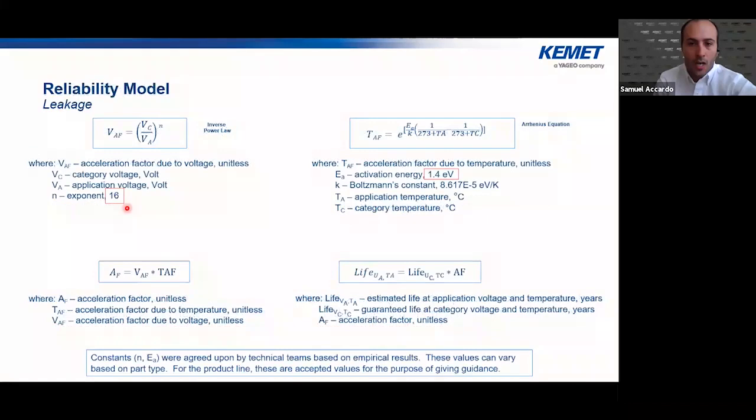So what you see here is we've taken the inverse power law in order to give you the acceleration factor for voltage, and we've taken the Arrhenius equation to give you the acceleration factor for temperature, and we've multiplied those two together to get you an overall acceleration factor. And then we've taken that and multiplied it by the life that's specified in the data sheet. And that should give you an expected lifetime at your application voltage and temperature.